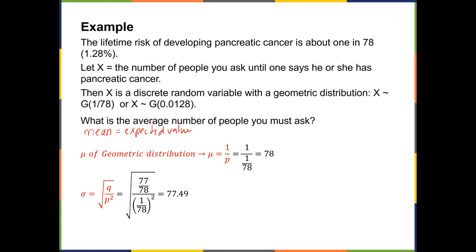And the standard deviation is equal to the probability of failure divided by the probability of success squared, square rooted, because we always square root for standard deviation. Plugging that in, it would be 77 in 78 over 1 in 78 squared. Plug that all into your calculator, take the square root, and you get about 77.5. Just kind of an FYI, that's how you calculate standard deviation for the geometric probability distribution.